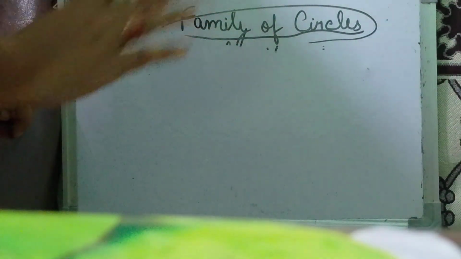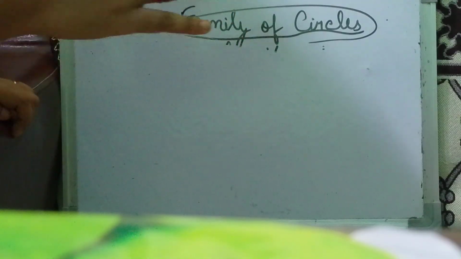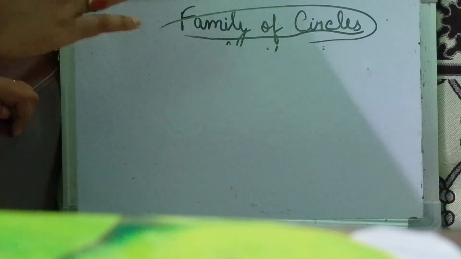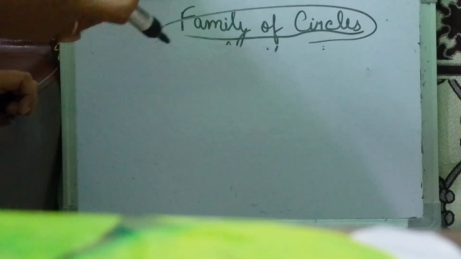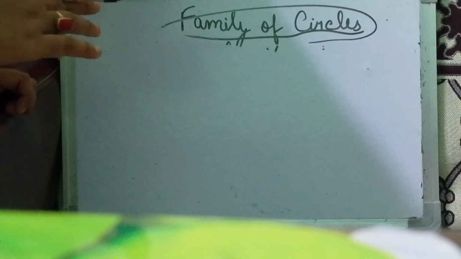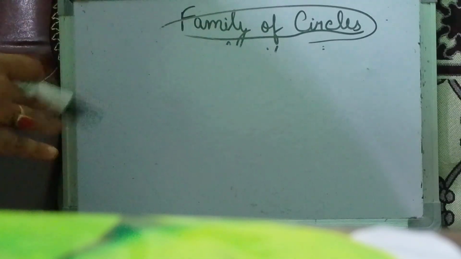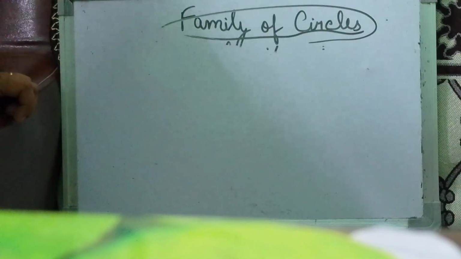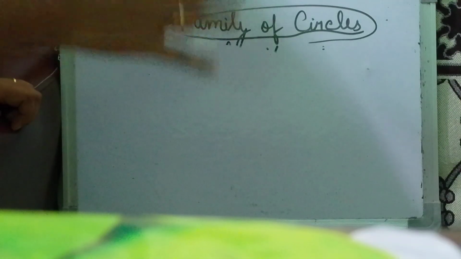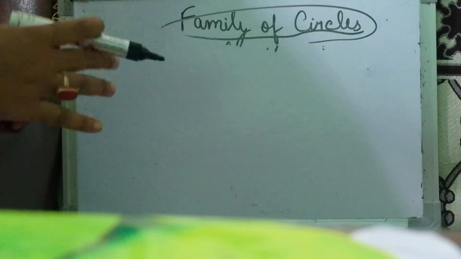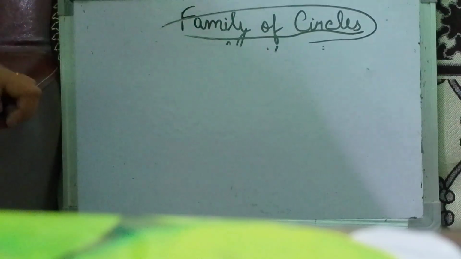If the equation of the family of circles is given, and it is also given that it passes through a particular point, for example 1 comma 2, the family of circles passes through the particular point 1 comma 2. So how to solve that?